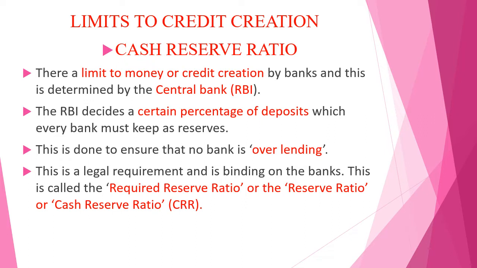So here we have to understand credit creation. For giving a limit to credit creation, RBI uses some tools. Now we only discuss the reserves. The first one is the cash reserve ratio. The second one is the statutory liquidity ratio.